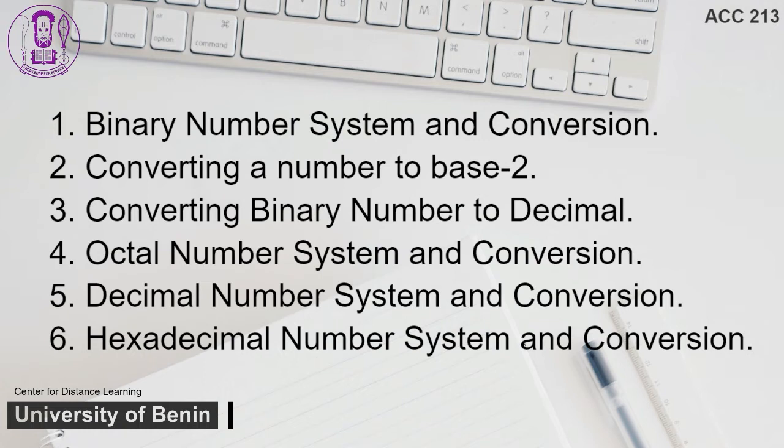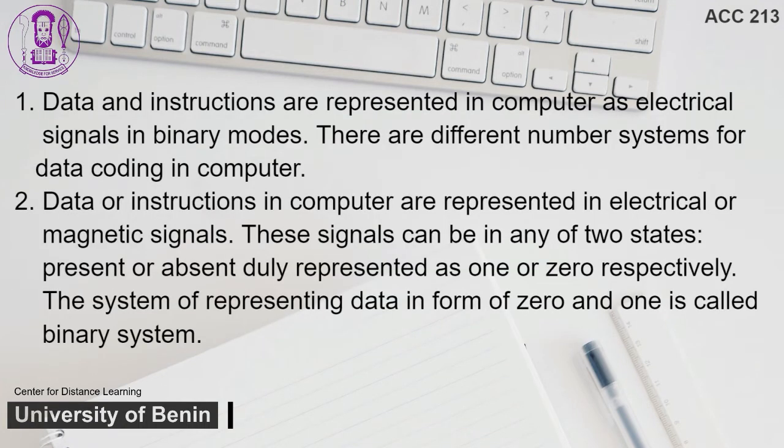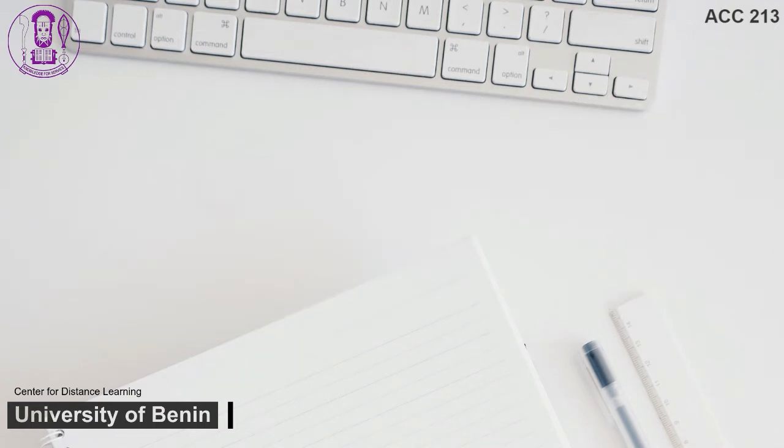In this study session, please note the following. 1. Data and instructions are represented in computer as electrical signals in binary modes. There are different number systems for data coding in computer. 2. Data or instructions in computer are represented in electrical or magnetic signals. These signals can be in any of two states, present or absent, duly represented as 1 or 0 respectively. The system of representing data in form of 0 and 1 is called binary system.